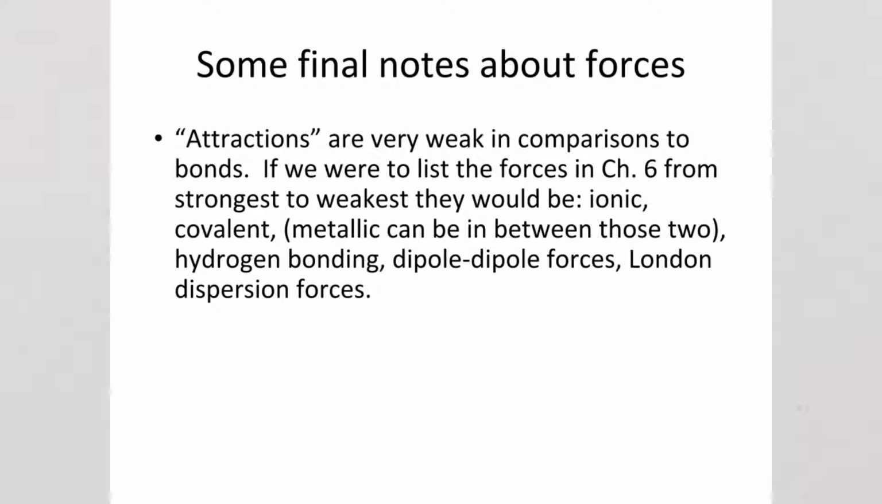If I were to list the forces in this chapter 6, all this about bonding, ionic would be the highest overall. Covalent would be second. We don't talk about metallic here. We used to, but it's not really that important. That would be things found in alloys, that type of attractive force. But then you have your attractions down below. Hydrogen bonding, dipole-dipole, and then London.